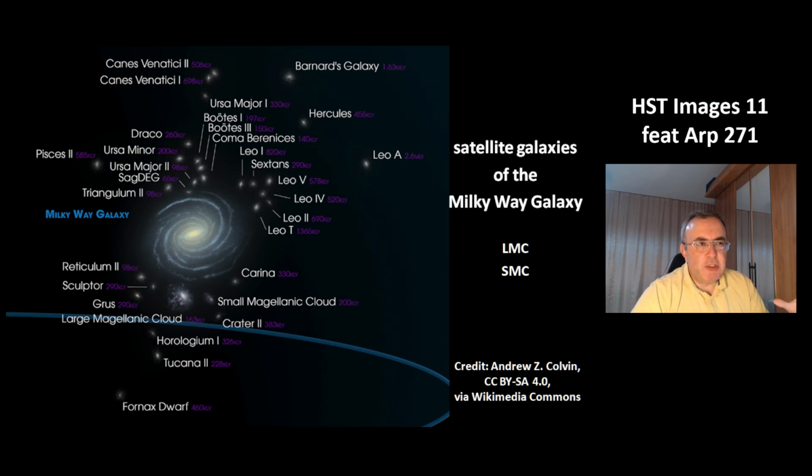This is a nice picture that shows you the satellite galaxies of the Milky Way. The first two discovered satellite galaxies were the Large Magellanic Cloud and the Small Magellanic Cloud. Here, the Large Magellanic Cloud is bigger. They are connected by a bridge of gas. The Small Magellanic Cloud has an irregular shape because it experiences the gravity of the Large Magellanic Cloud plus that of the Milky Way.